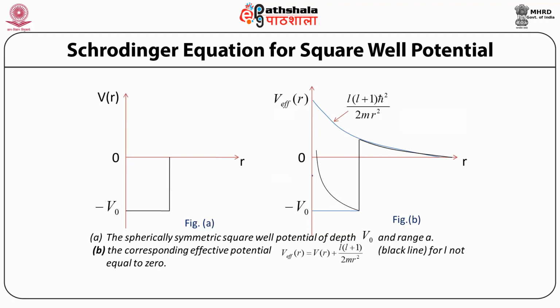Now we have the spherically symmetric square well potential superposed on it, which starts from minus V0 and ends at r equals a. If we superpose these two, the V effective(r), which is V(r) plus l(l+1)h bar squared by 2mr squared, shown by the black line, is something in between. It first takes a diverging value for r equals 0, then it takes a negative value and goes down. At r equals a, it becomes positive again. For r greater than or equal to a, it follows the curve l(l+1)h bar squared by 2mr squared. So for r less than a, it is an attractive potential except at r equals 0, and for r greater than a, it is a repulsive potential because it is positive.